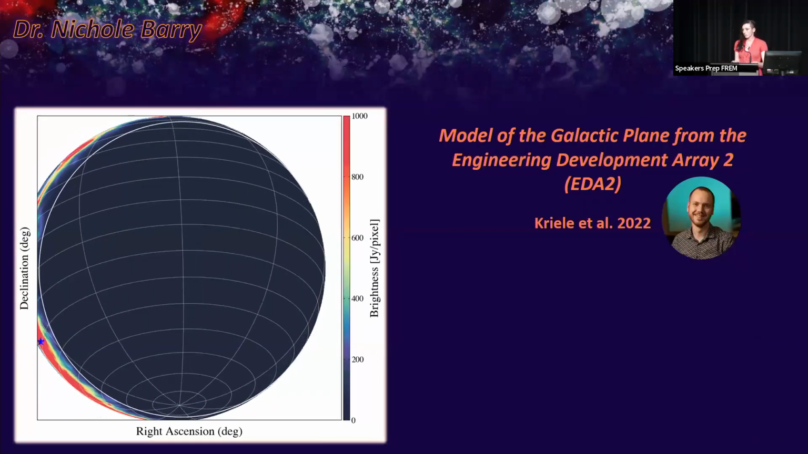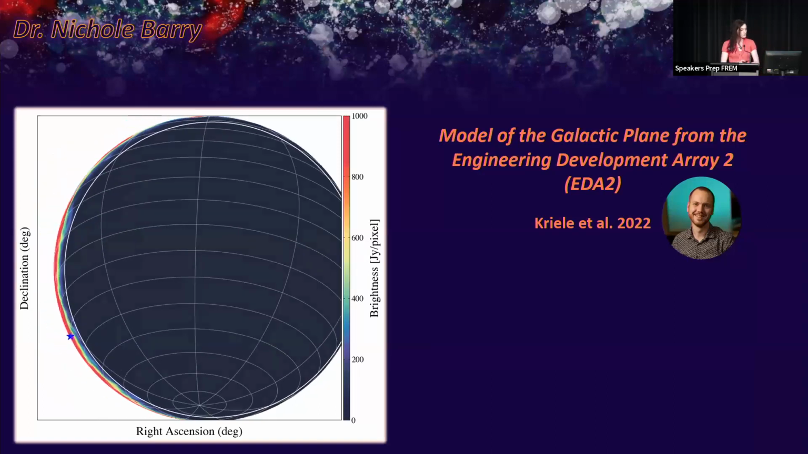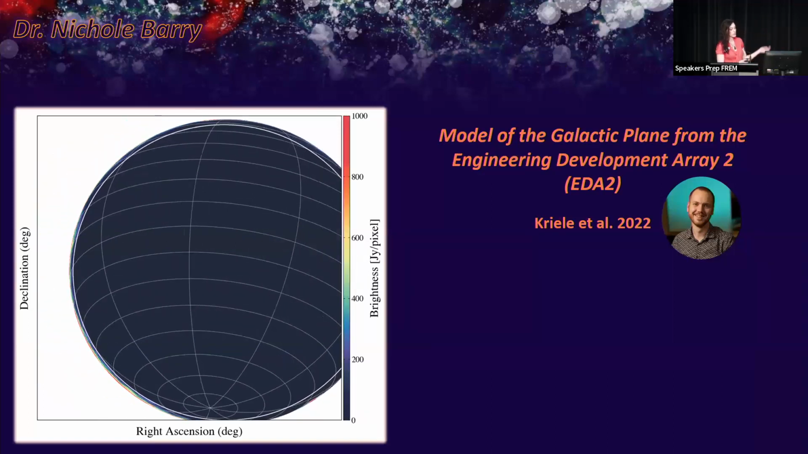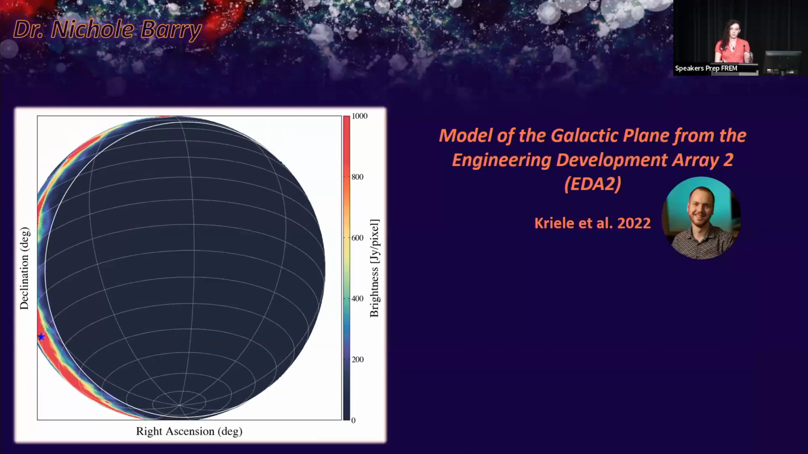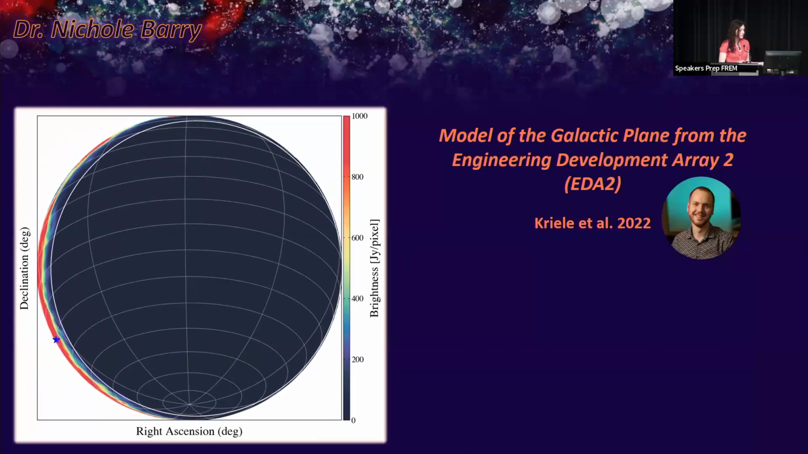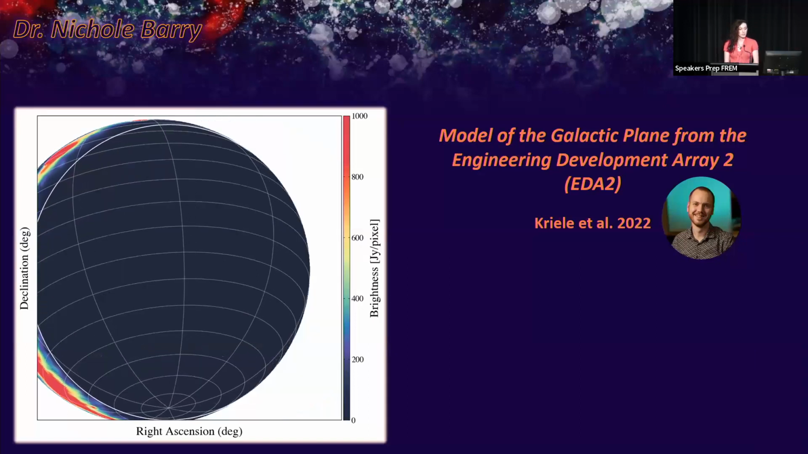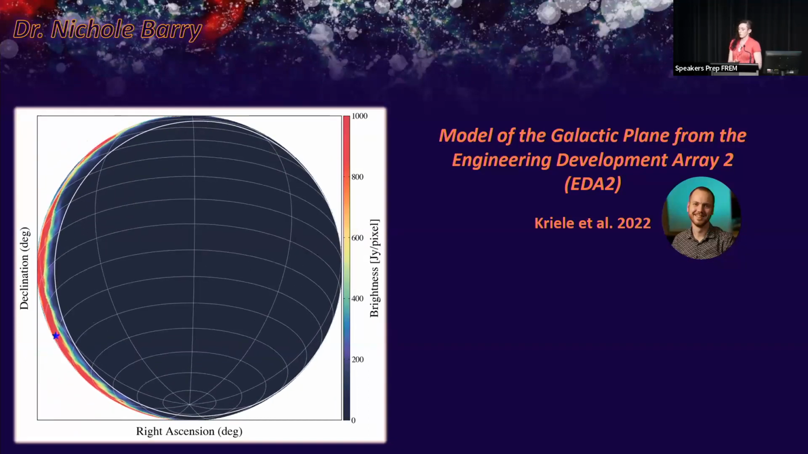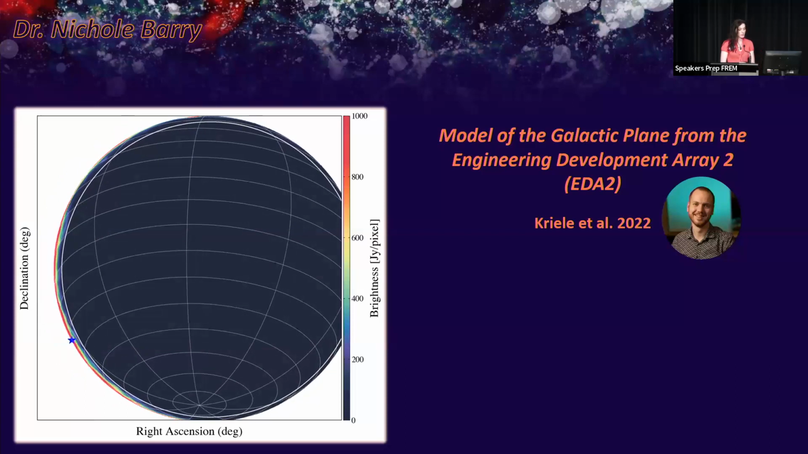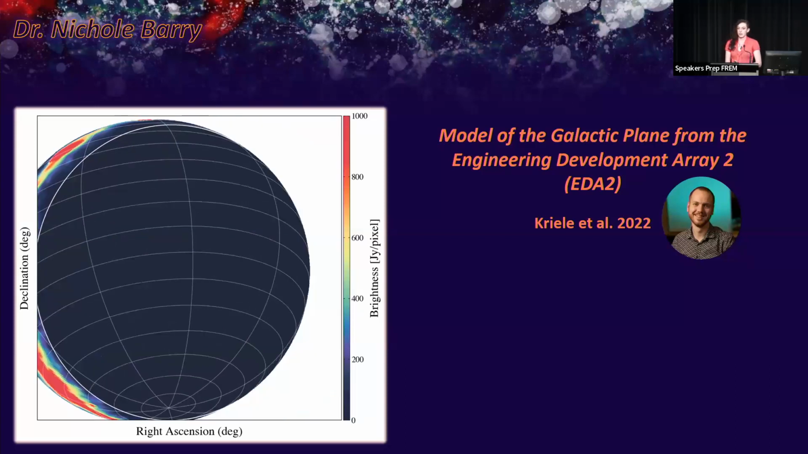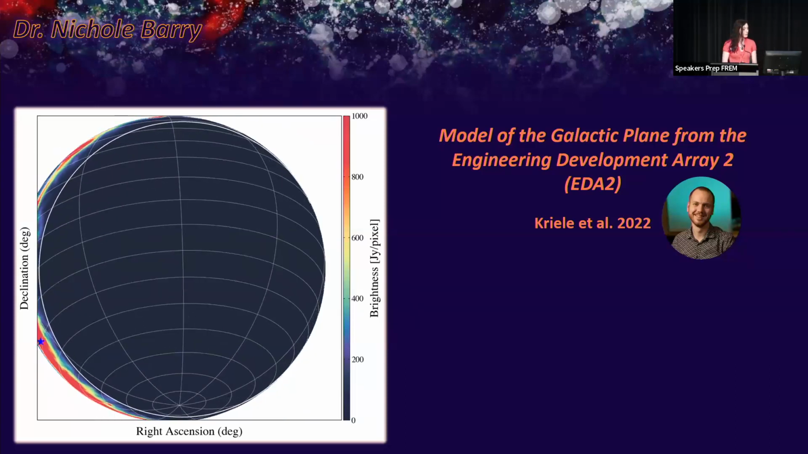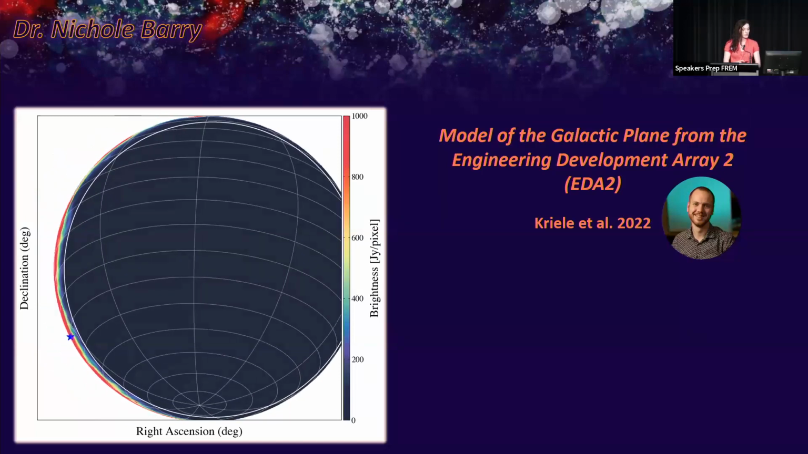So let's take a closer look at this galactic plane. This is a model of the galactic plane as it's setting. This is using the same basis as the MWA observations that I'm looking at. And the galactic plane model is coming from the Engineering Development Array, or EDA2. And this is thesis work from Mike Creel, which culminated in a paper in 2022.